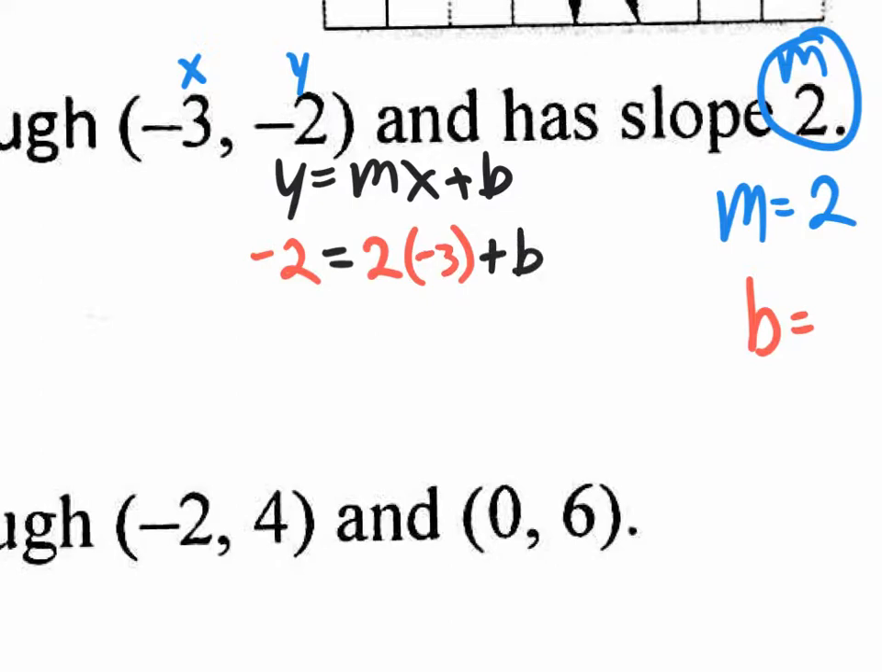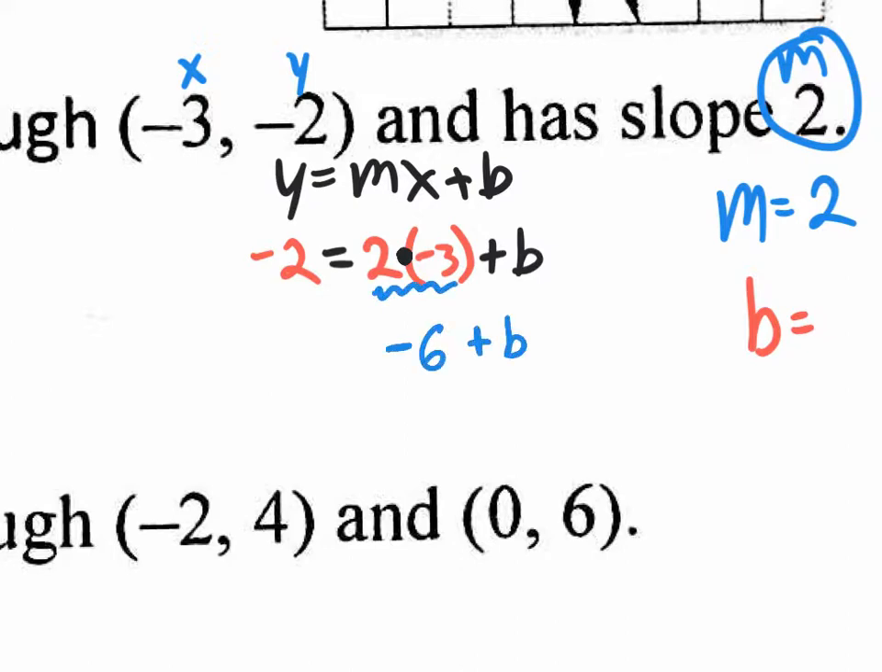And again, I want to remind you guys, it's important that you use parentheses when you put the x in there. If you don't want to use parentheses, that's fine, but make sure you put a multiplication dot between the two. But you need to have something there to remind you that you're multiplying, not subtracting. Anyhow, let's multiply. 2 times -3, that's -6.